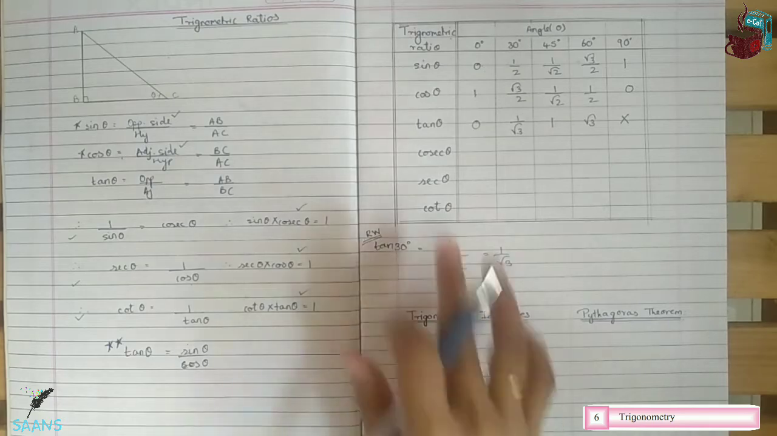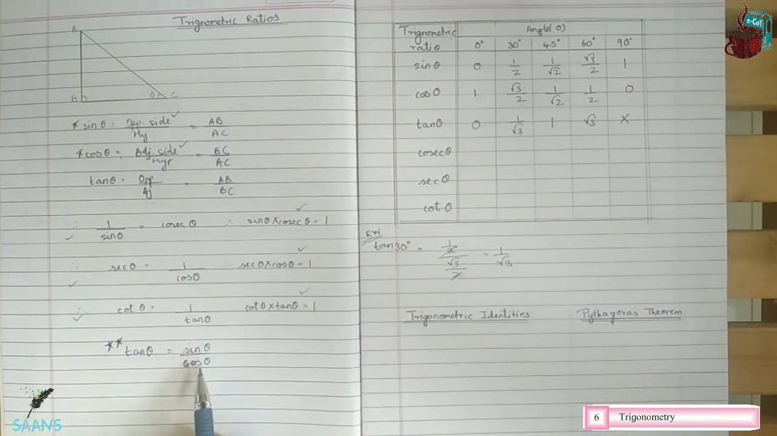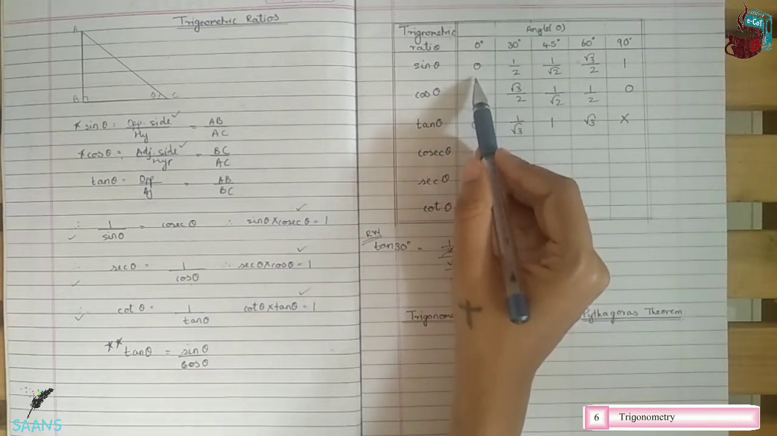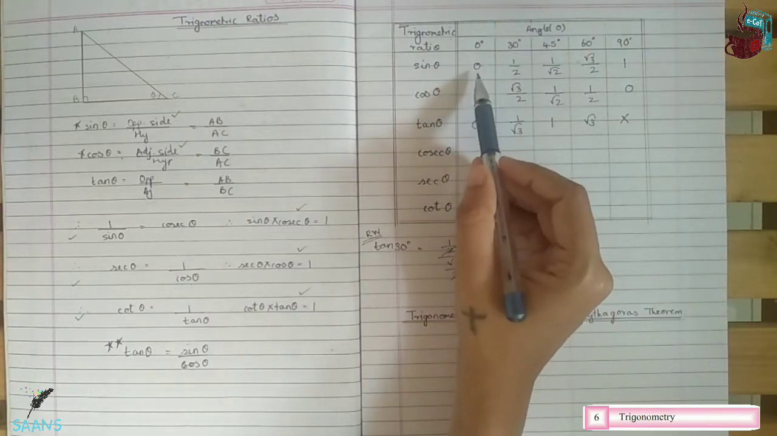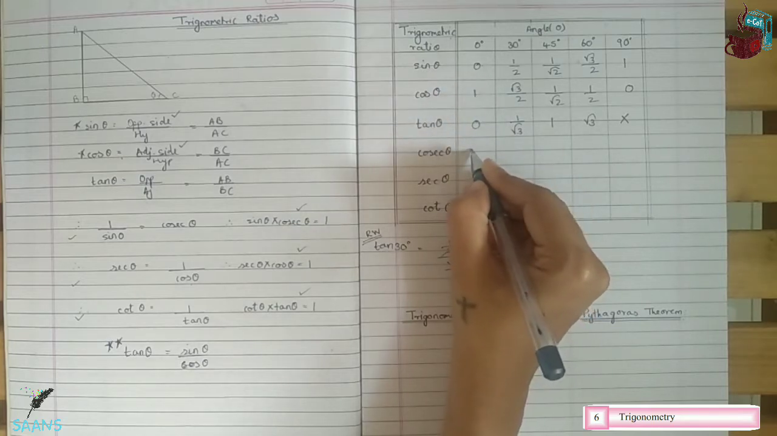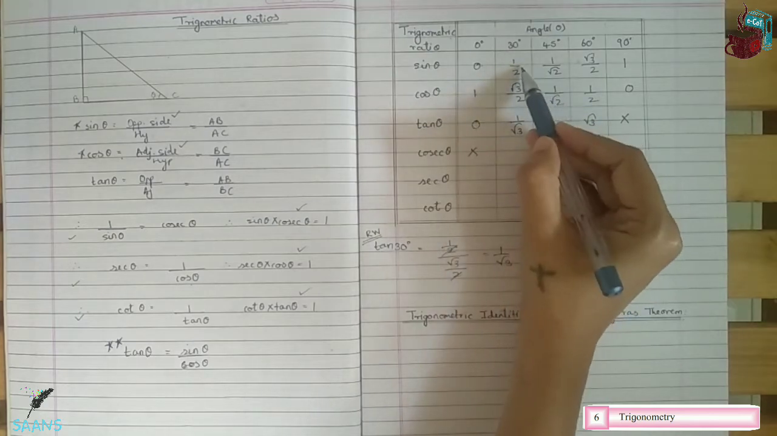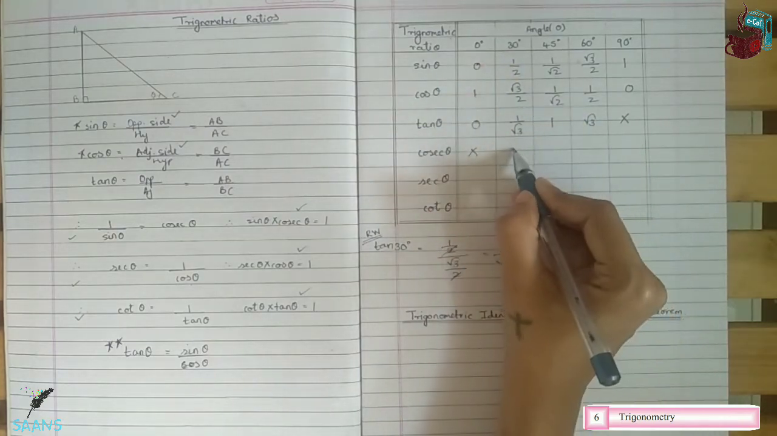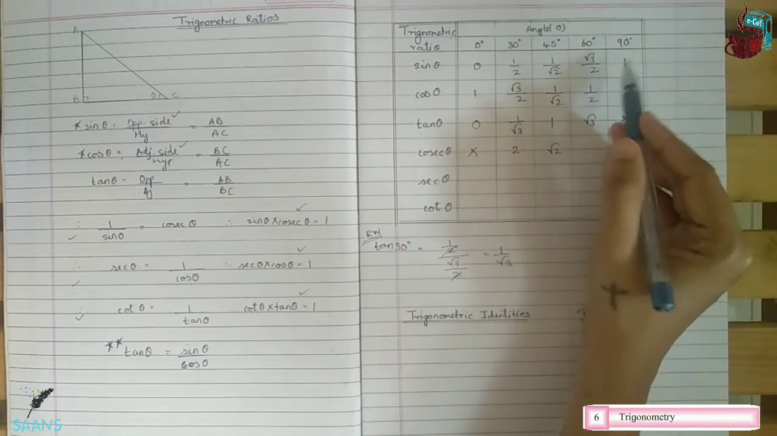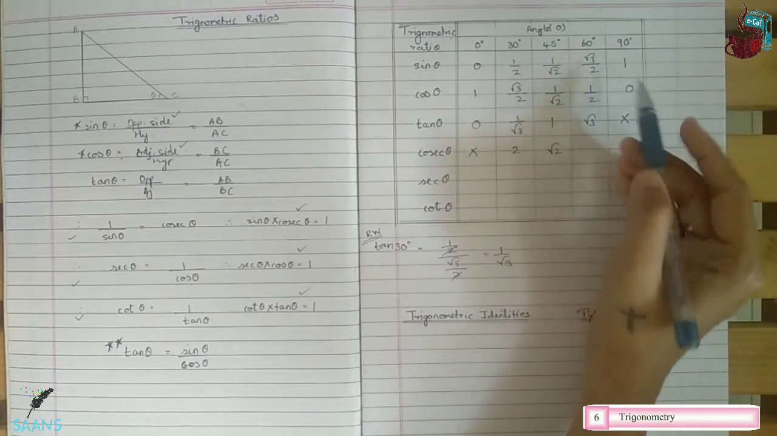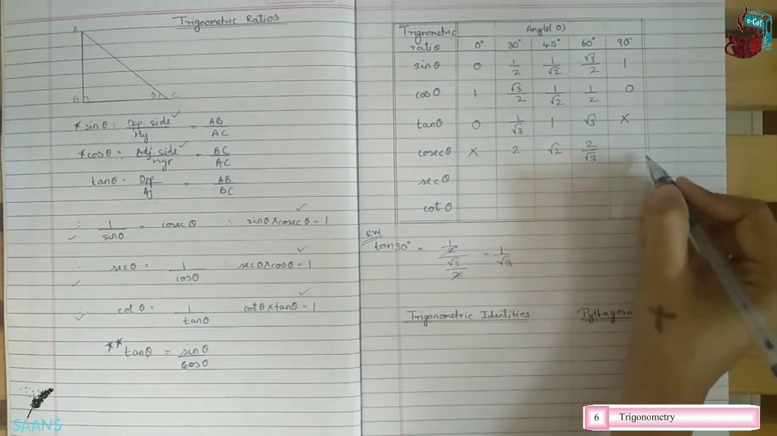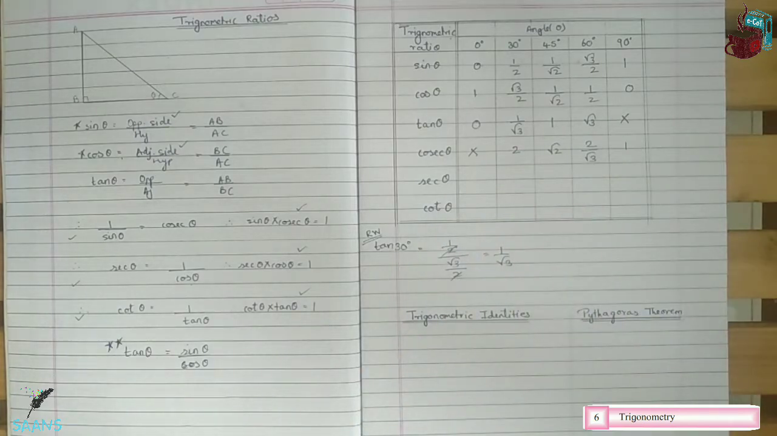So you saw how we calculated tan, that is sine upon cos. Okay. Now cosec. Cosec is a reciprocal of sine. So 0 upon 0, anything upon 0 is not defined. So cosec is not defined. Reciprocal: the reciprocal of 1 upon 2 is 2 upon 1 or 2. The reciprocal of 1 upon root 2 is root 2. Root 3 upon 2 becomes 2 upon root 3. And the reciprocal of 1 is 1.